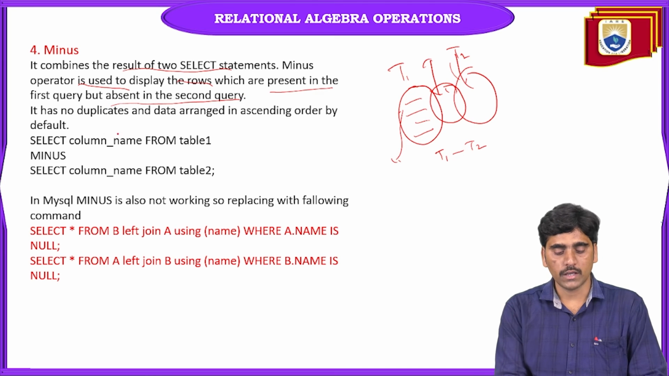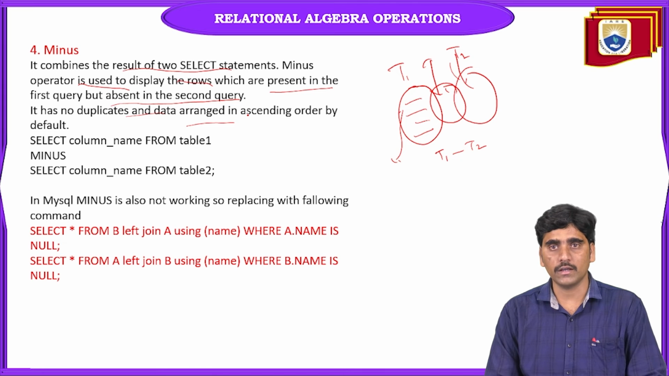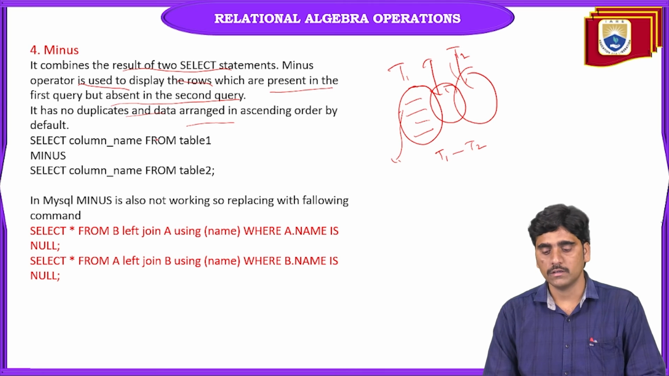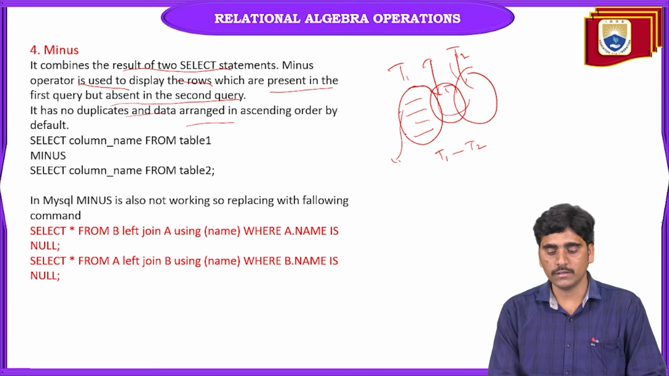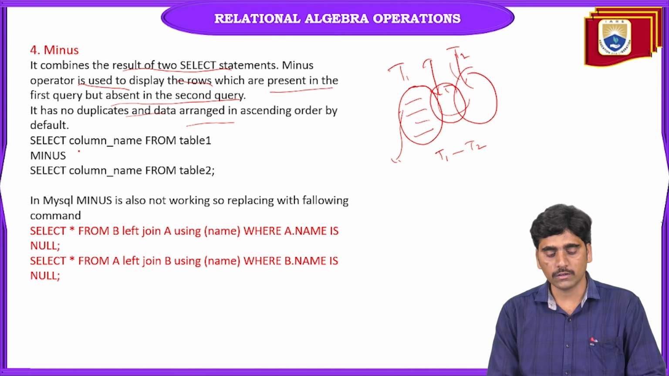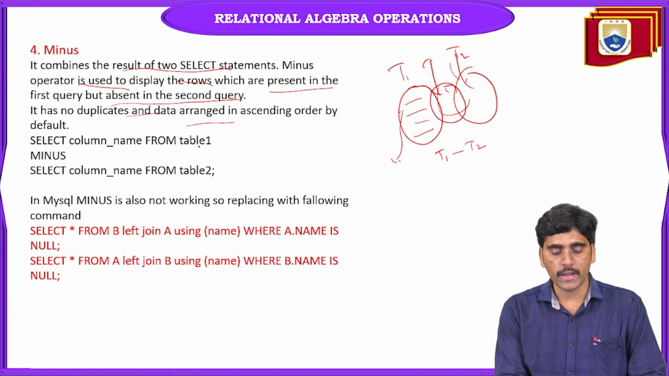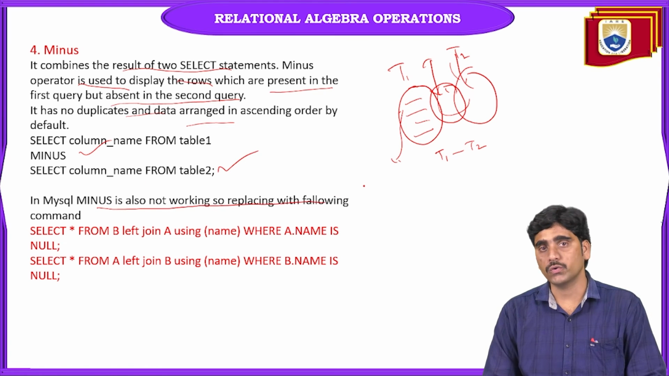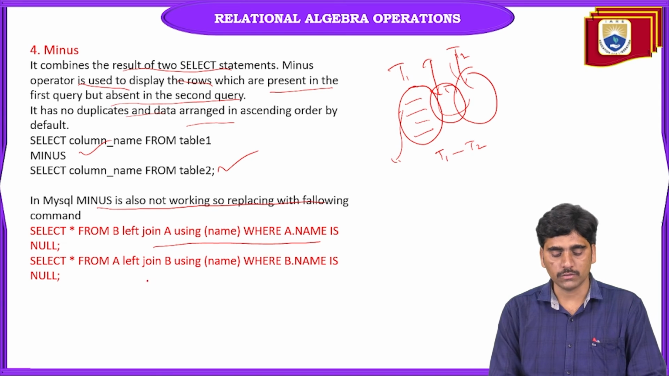It has no duplicates and the data is arranged in ascending order by default. The syntax is: select column name from table 1 minus select column name from table 2. In MySQL, minus is also not working. So instead of minus and intersection, we can use join operators also. For minus purposes, we can use the left join.